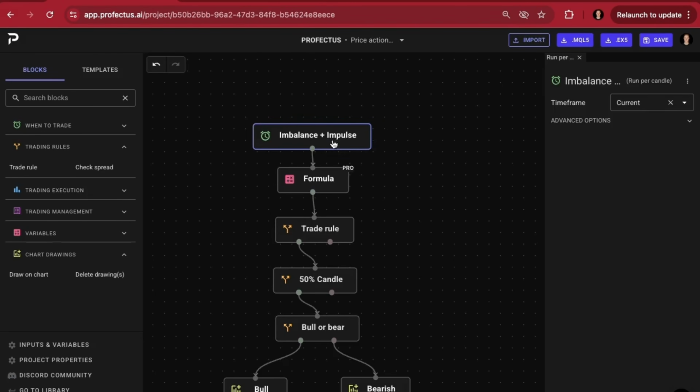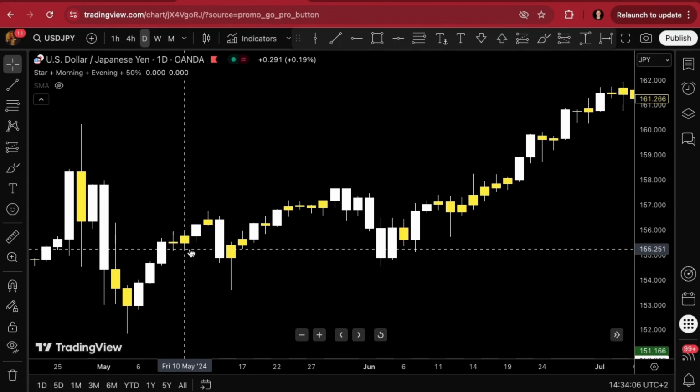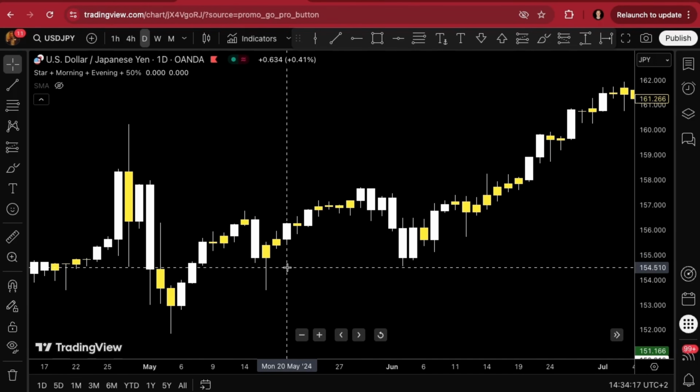So you know exactly what price action pattern is good for. Quick introduction to the impulse and imbalance price action pattern to simply detect movement in the market into a certain direction. In very few words, what is it?